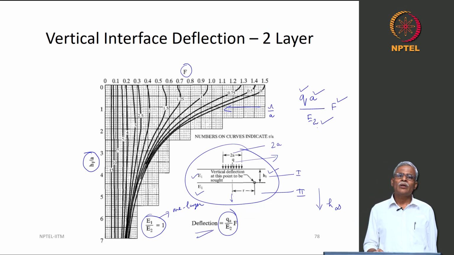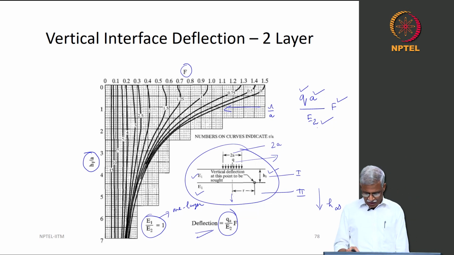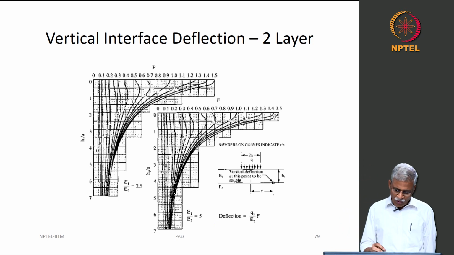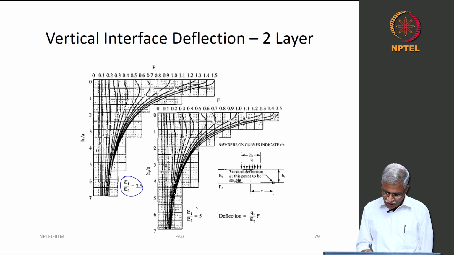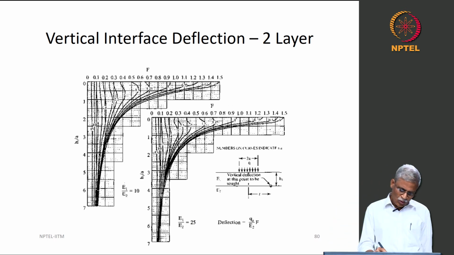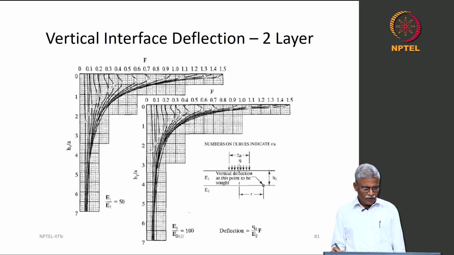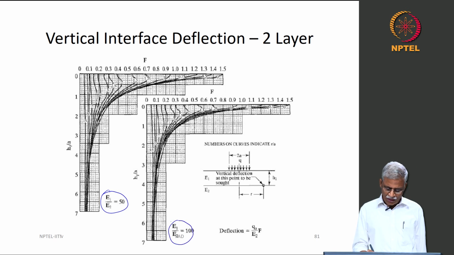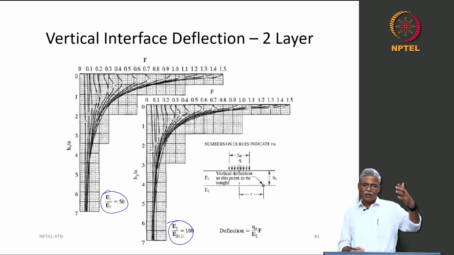Now, this particular chart that you see is for E1 by E2 equal to 1. You are given charts like this for E1 by E2 equal to 2.5, E1 by E2 equal to 5, E1 by E2 equal to 10, as well as E1 by E2 equal to 25, and similarly E1 by E2 equal to 50 and E1 by E2 equal to 100. So, there are a variety of charts that are given here.